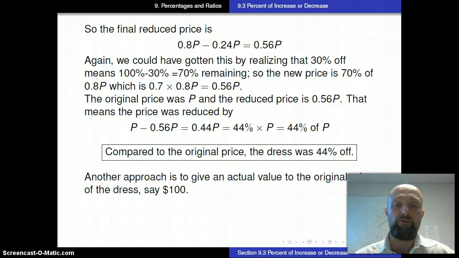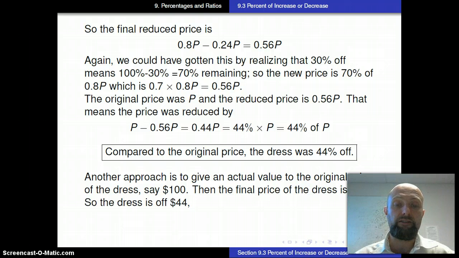There is another approach. Namely, we give an actual value to the original price of the dress, say $100, because that will be very easy to compare percentages then. After we do the calculations, it turns out that the final price of the dress is $56. That means that the dress is off $44, which is 44% of $100.